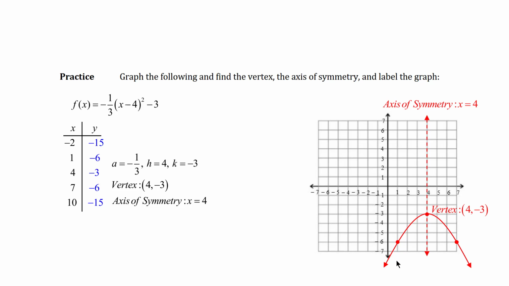Next, we draw the curve through our points, and now we have the graph of our function. Next, we label the vertex at (4, negative 3), and we draw the axis of symmetry at x equals 4.